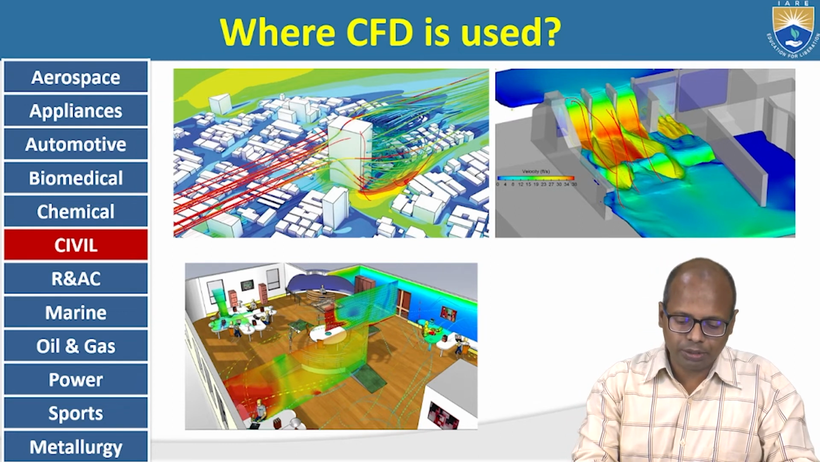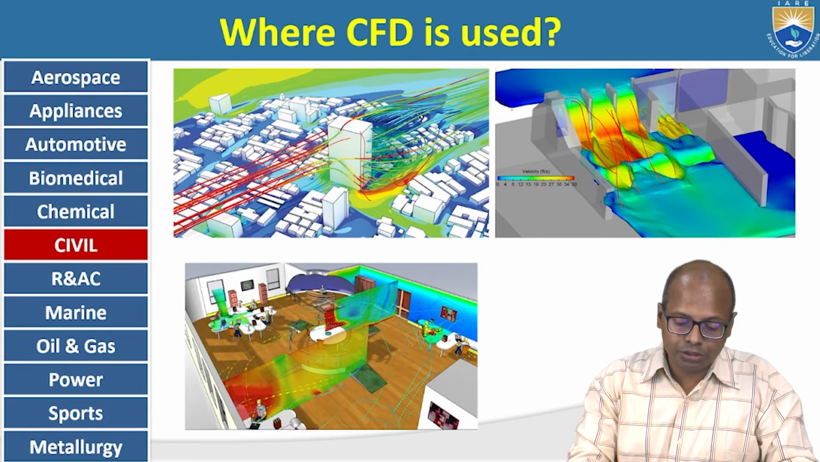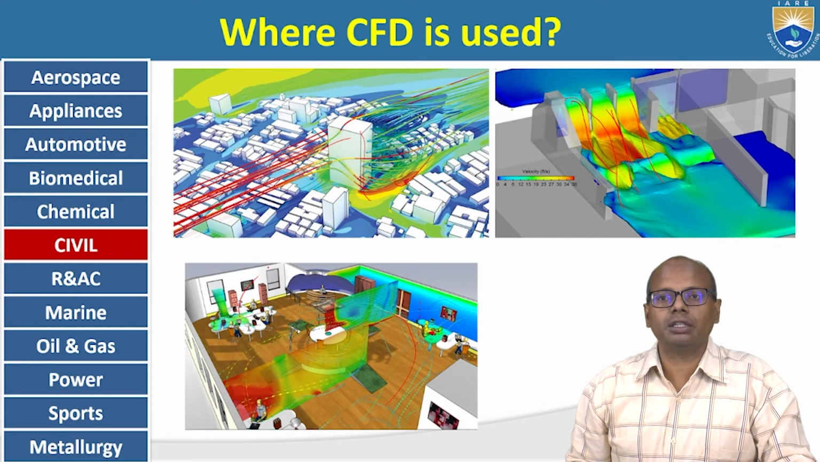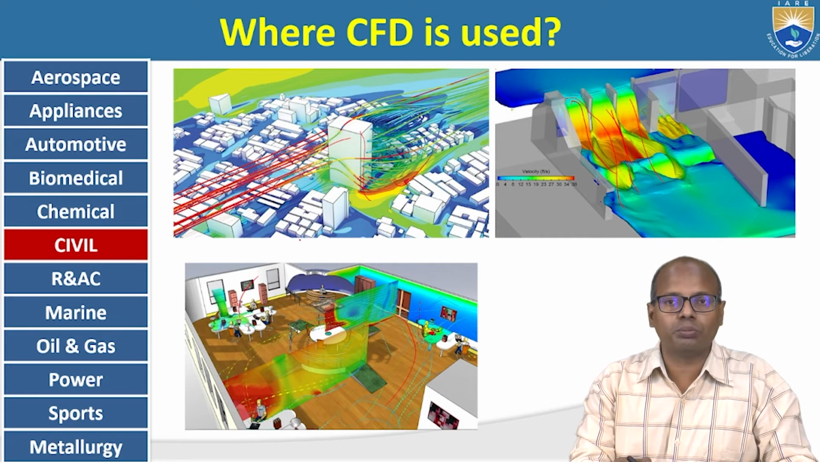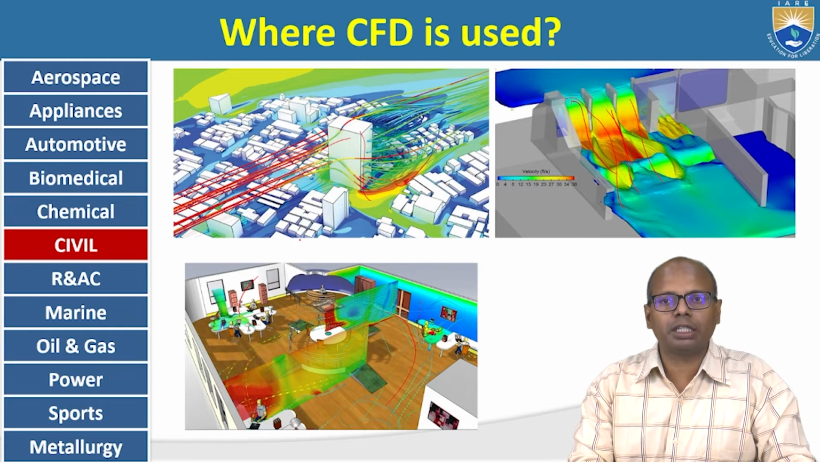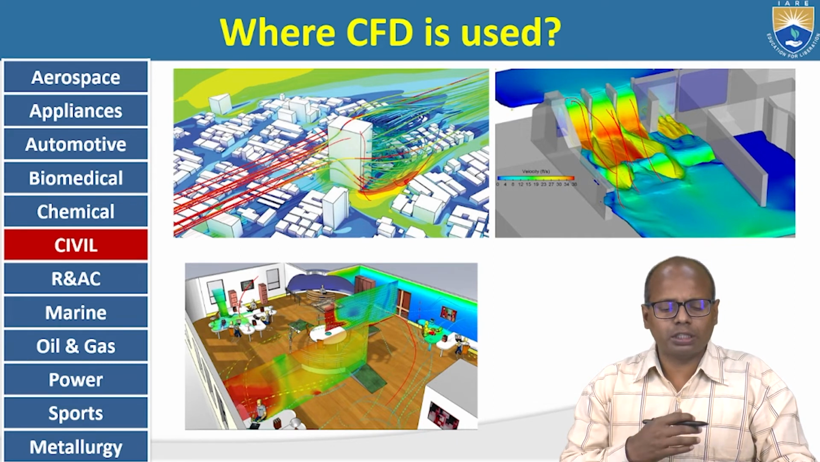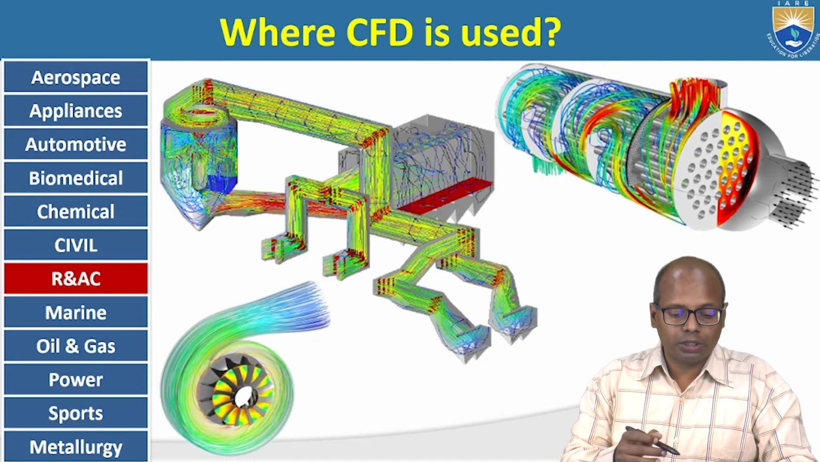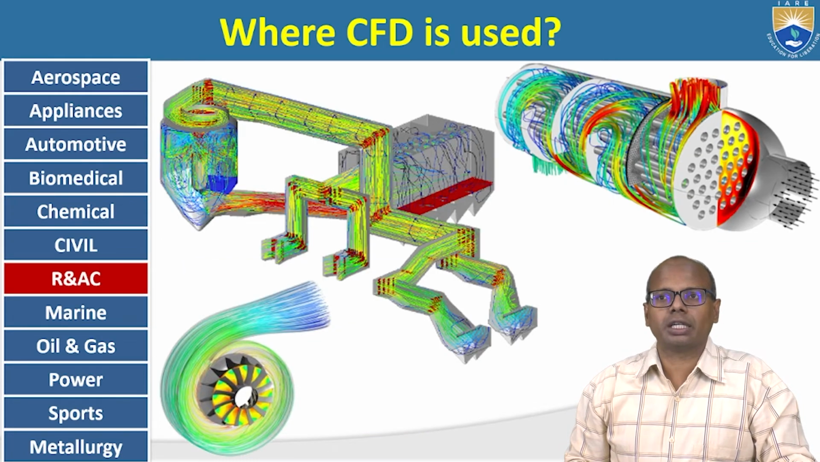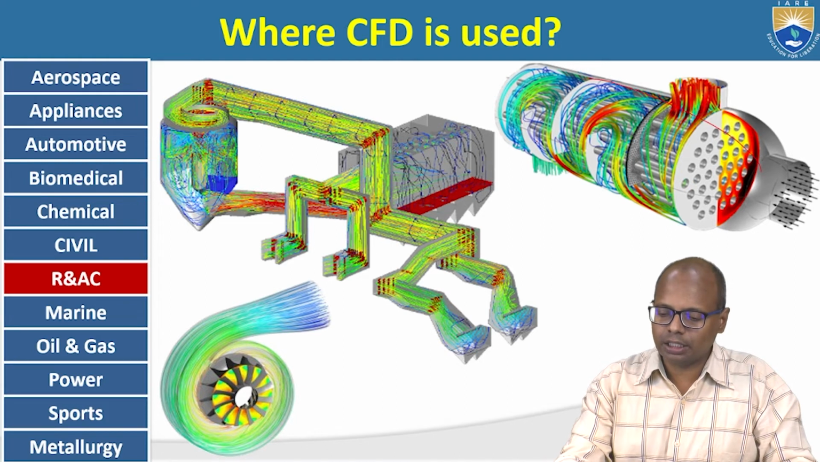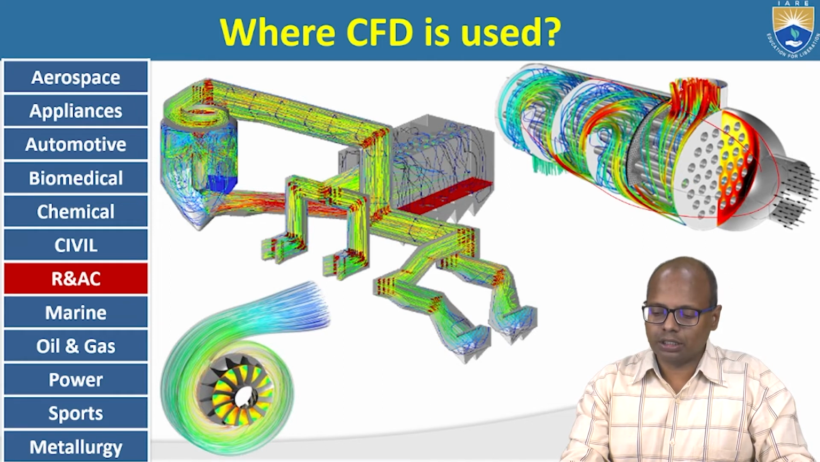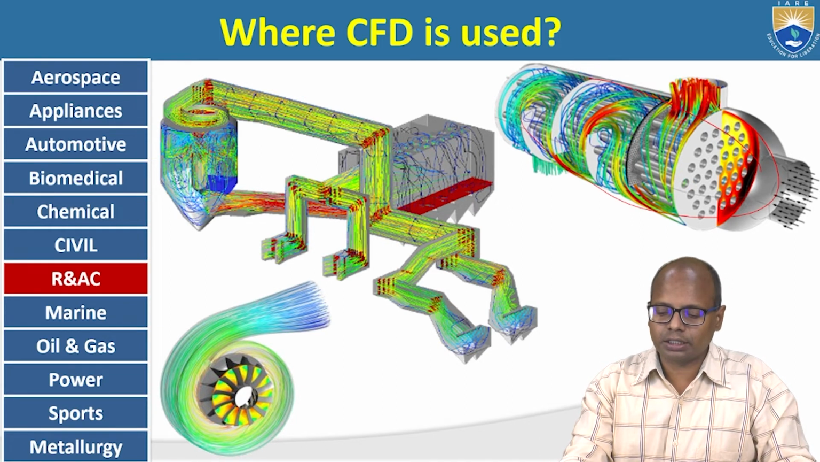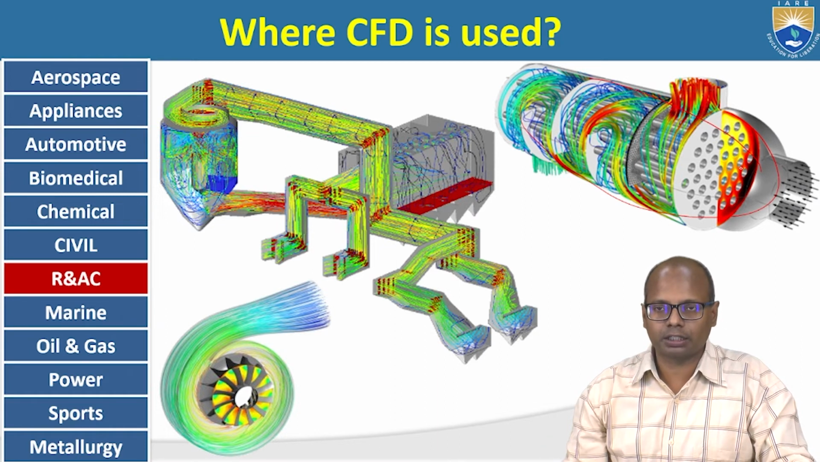So in order to optimize the space, how the airflow happens inside the compartment, inside the room, inside the building, any place, all these areas people have started using CFD. Now you can see the refrigeration and air conditioning. So this is the heat exchanger. Initially we have seen, here you can see the computational analysis of that heat exchanger.